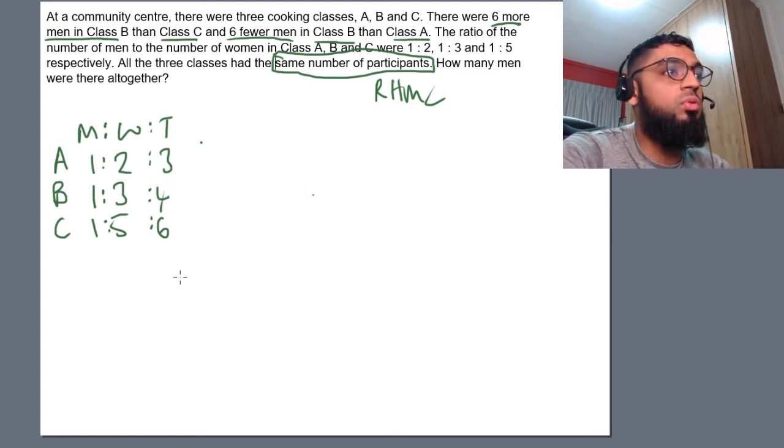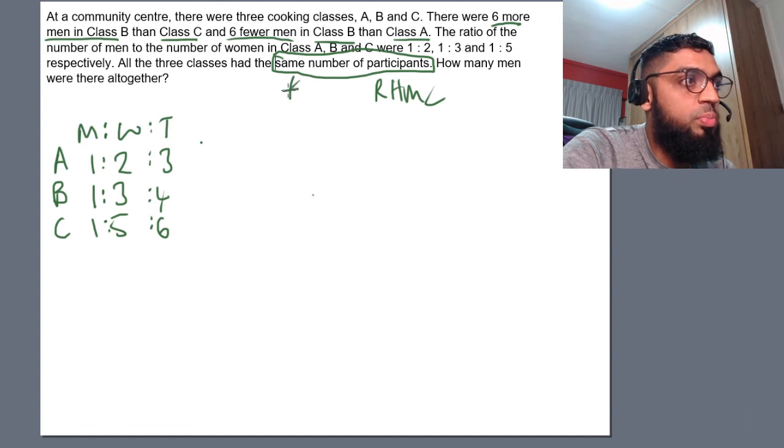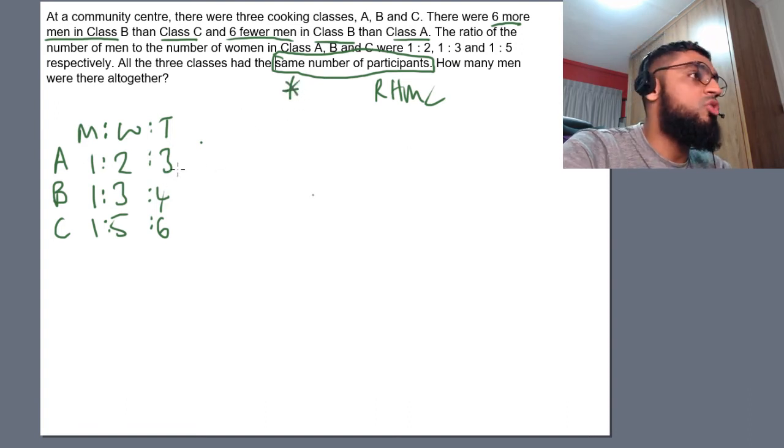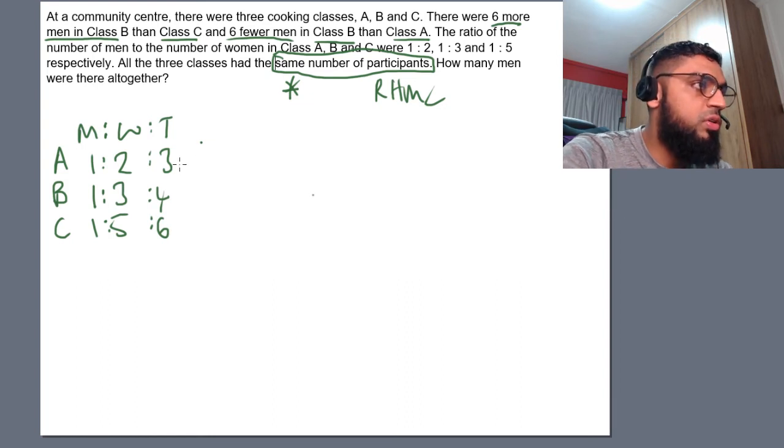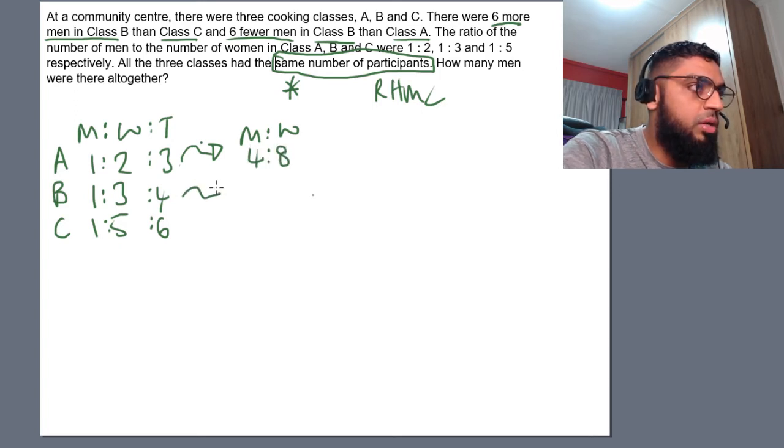And why do we have to do that? Again, because of these super duper important keywords. So between 3, 4, and 6, what's the lowest common multiple? It is actually 12. So how do I get 12? For the first ratio here, I multiply everything by 4. So men is to women now becomes 4:8.